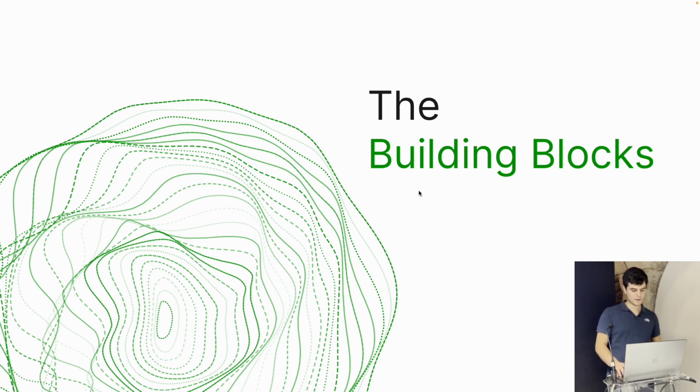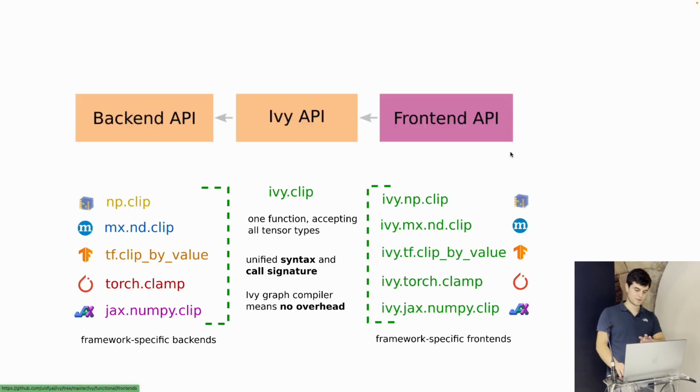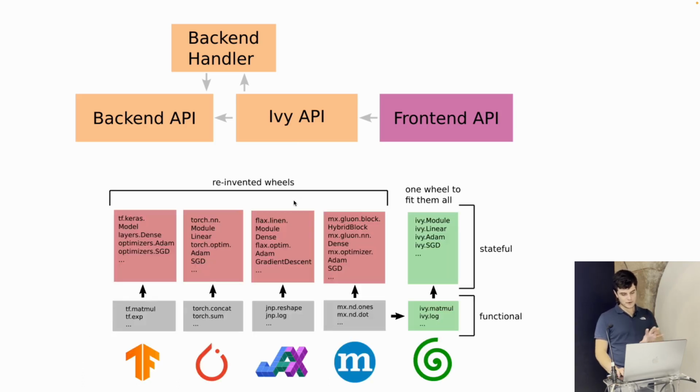So now going into the building blocks. We've already seen what we call the backend API, Ivy API, and the front-end APIs. This can then be represented as these three blocks. Again, the Ivy API is our unifying functional API. We then have a backend handler that enables us to switch in one of these backends to fill in this Ivy function template. So that's the building blocks.